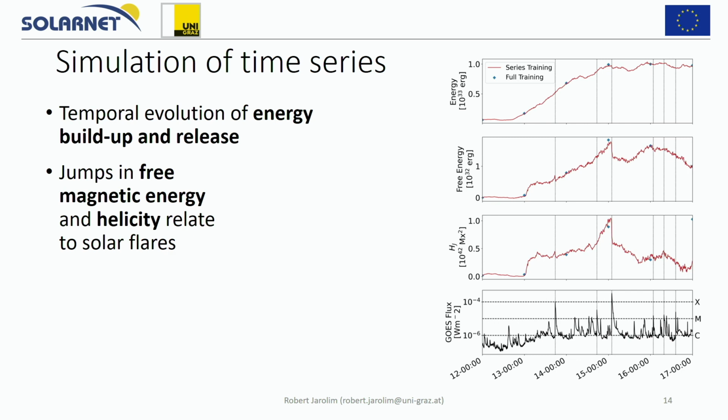In order to have a closer look at this, we can examine the integrated quantities. From the series that we have constructed, we can compute the total magnetic energy, the free magnetic energy, the magnetic helicity, and as a reference, you can see down here the flare history in terms of the GOES flux. The dashed lines here indicate the flare events, and what you can immediately see is that when we have this X-class flare in our series, we observe a sharp jump in terms of helicity and free magnetic energy, which directly relates to the flare events.